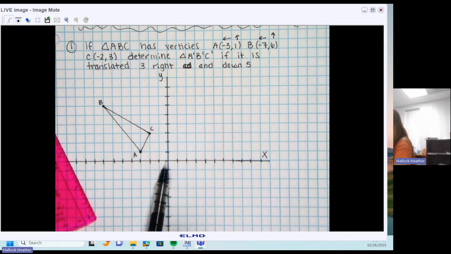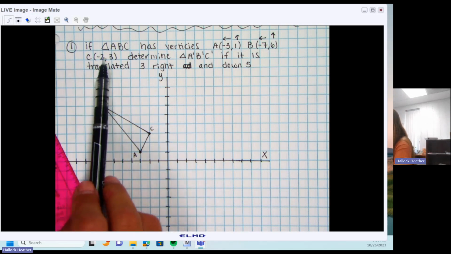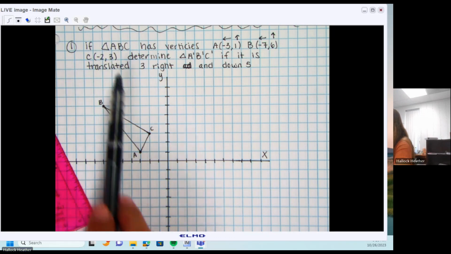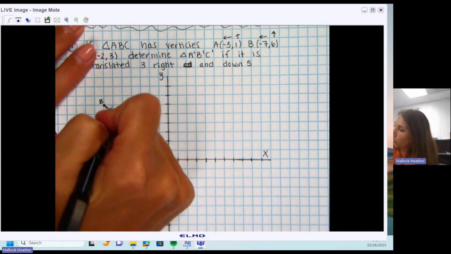So from 0, I started again. I went -7, 6. And then C is -2, 3. From 0, -2, 3. So the first number is side to side. Second number is up or down. Okay, so that is your original image. What this is called is your pre-image.